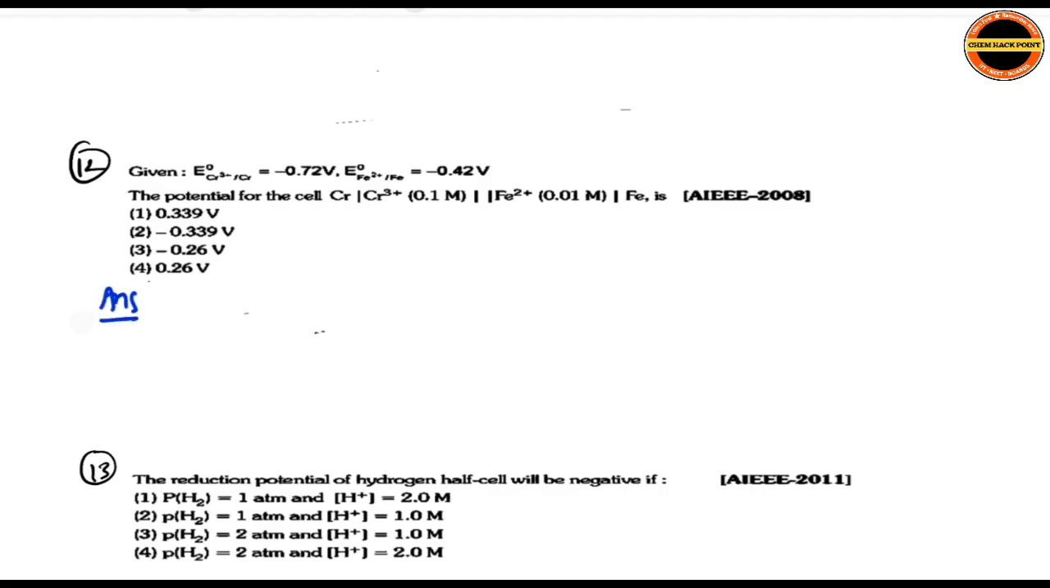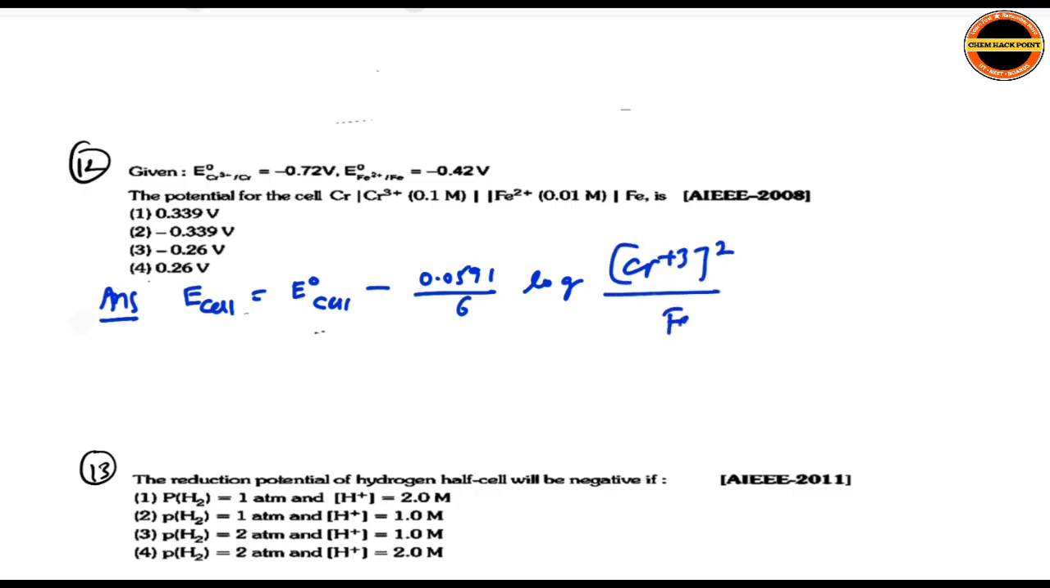Cr naught Cr plus 3 Cr, reaction 0.42, entire overall given. As usual, E cell is equal to E naught cell minus 0.0591 by 6. Why is it 6 here? Directly I wrote 6 because how many electrons are involved in the reaction? If you write the overall reaction, 6 electrons are involved because you need to balance. While balancing, if you multiply with suitable numbers 3 and 2, you will get 6 electrons in the net equation. That's why I wrote the n factor, log Cr plus 3 by Fe plus 2.